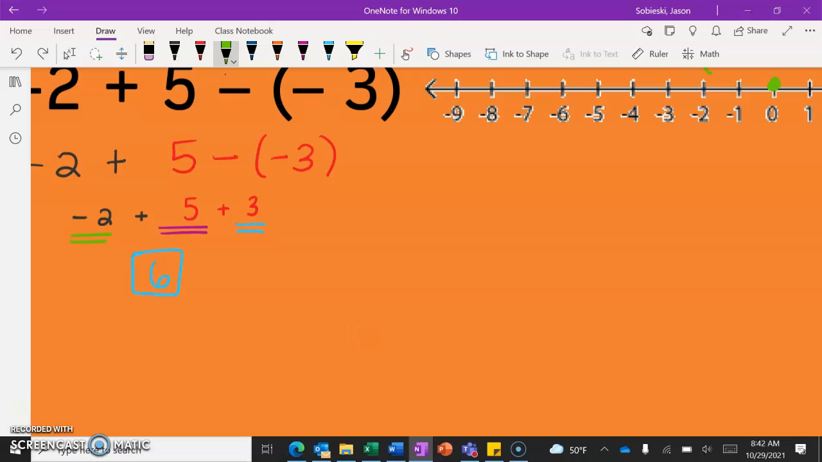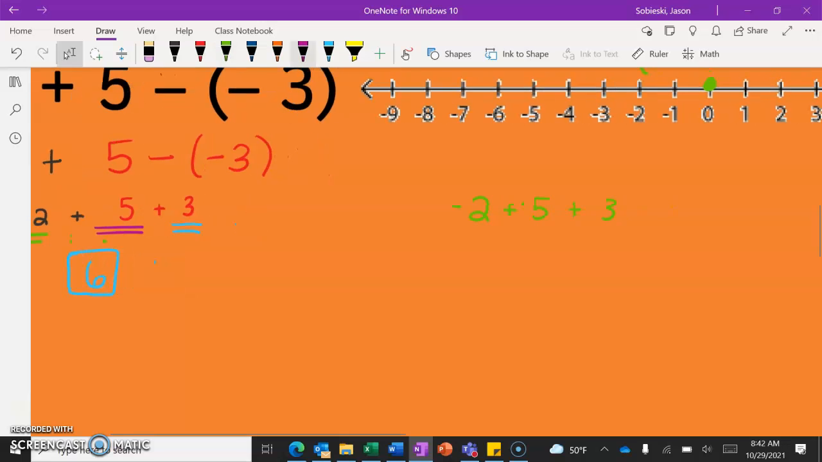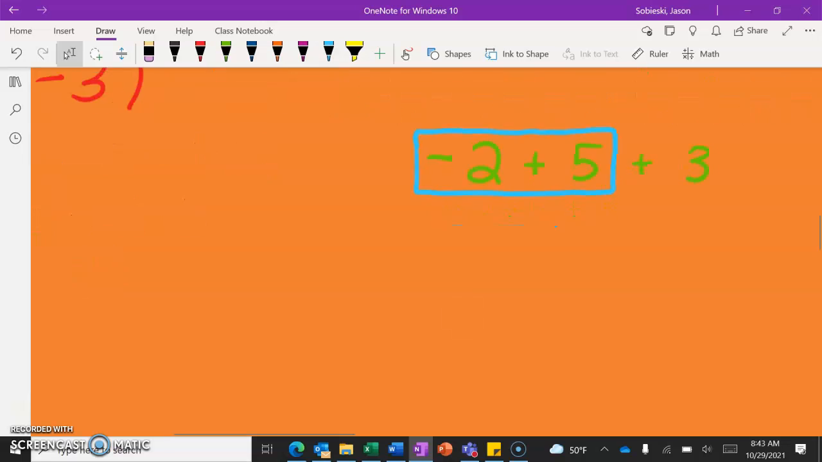So we're going to do the same thing. I'm just going to rewrite the problem over here. So -2 plus 5 plus 3. We still need to have the same approach of just looking at 2 numbers at a time. We already switched the entire problem to addition, which is great. So let's actually start applying those addition rules.